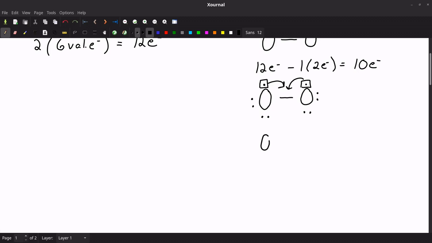Now, if I rewrite my result after that, I now have a double bond. Each of these guys still has 2 lone pairs on it. And I redo my count. From this guy's perspective, he has 1, 2, 3, 4, 5, 6, 7, 8. Again, from this guy's perspective, 1, 2, 3, 4, 5, 6, 7, 8. And now we are happy. And we have the correct structure.